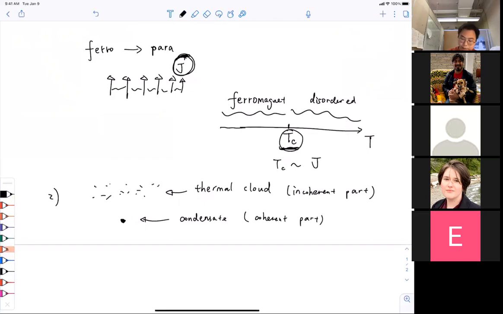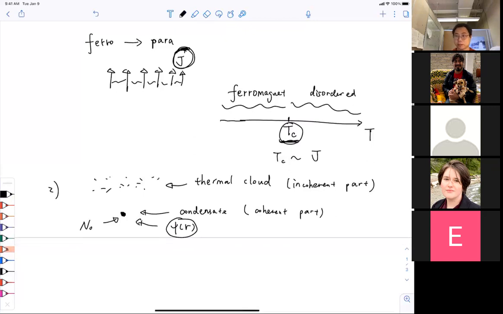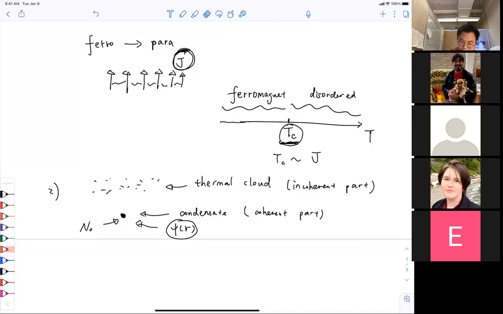One could describe this condensate using a wave function. That means even though the total number of particles in this state, N naught, is finite and a large number, it behaves like one particle, and we can capture it with one wave function. That's the reason why the condensate does not carry entropy.